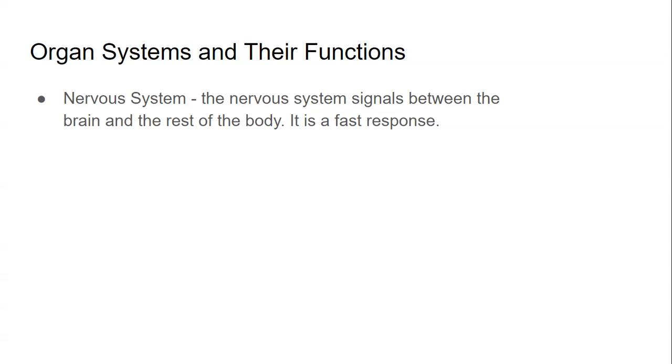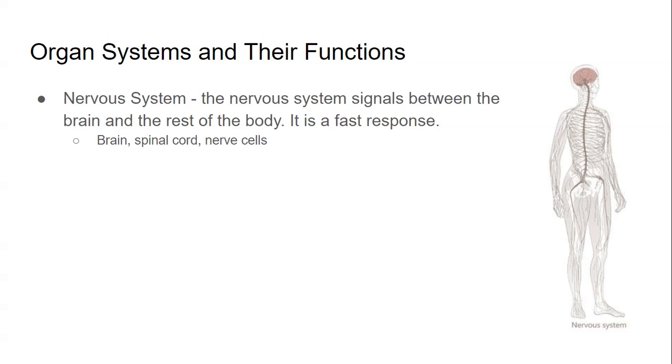In comparison, you have the nervous system. So the nervous system is similar to the endocrine, but obviously different. So it signals between the brain and the rest of the body, and it's a much, much faster response. So you have the brain, spinal cord, nerve cells, which we also call neurons. So the brain is really the central organ within that. And then from there, it can signal to the rest of the body what needs to be done. So this is that fast response as compared to the slow, more elongated response that's found in the endocrine system.